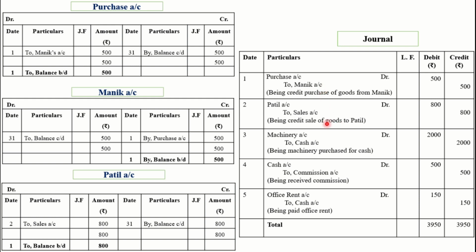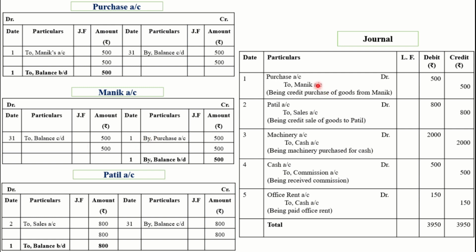There is no other transaction in which we observe any Manik account. That's why to balance both the sides of Manik account, we need to add on debit side 31st, to balance carry down 500. Now both the sides are equal, 500, 500. And opposite side of the carry down entry, we have to record the brought down entry. Date of that brought down entry is starting date of the next month, that is first, by balance brought down 500. That is a Manik account ledger.